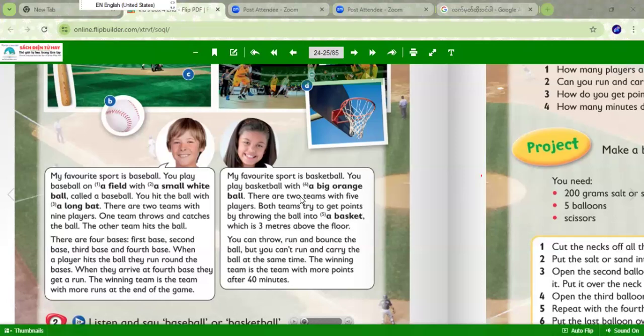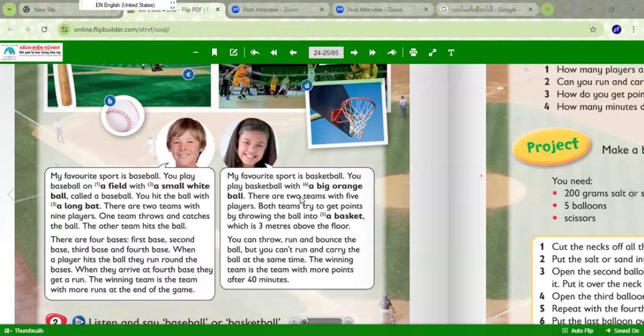My favorite sport is basketball. You play basketball with a big orange ball. There are two teams, the same as baseball. Two teams with 5 players. Here is the difference: 5 players. So 5 players for each. Altogether at the field there will be 10 players, right? So 5 players in one team.